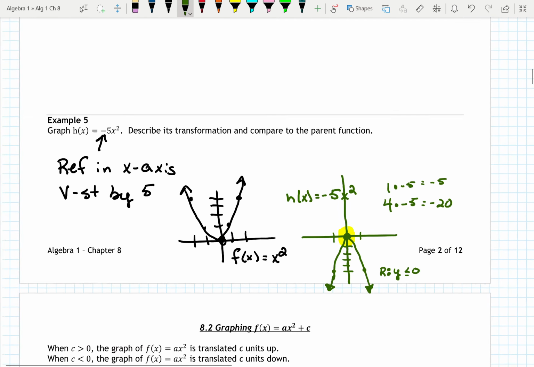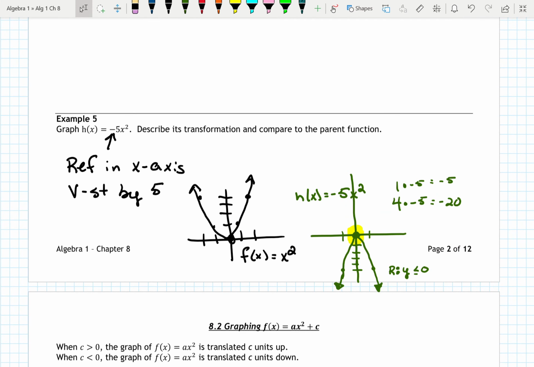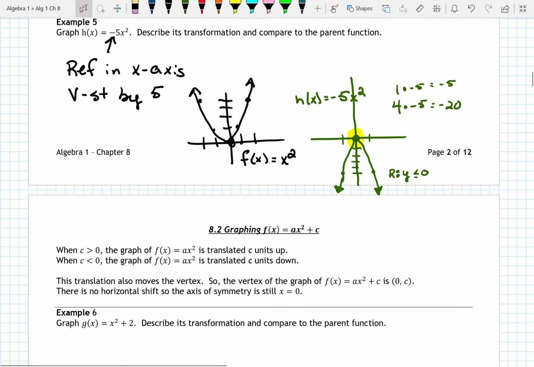Alright, there we are. That is the first section of chapter 8. Next up, we get to do when we move the graph up or down.